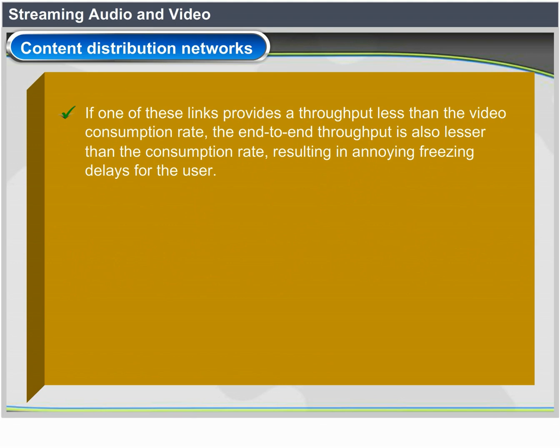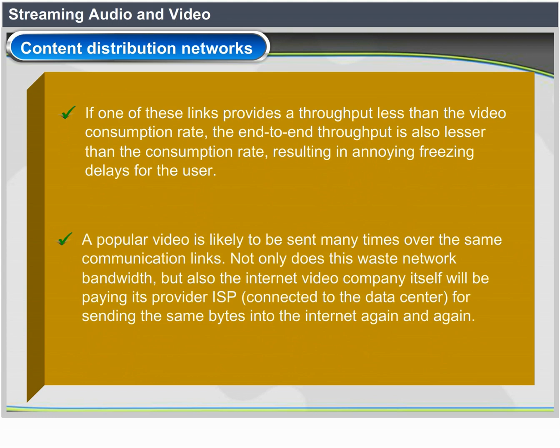A popular video will likely be sent many times over the same communication links. Not only does this waste network bandwidth, but the internet video company itself will be paying its provider ISP connected to the data center for sending the same bytes over the internet over and over again.